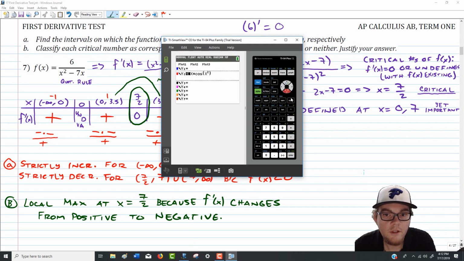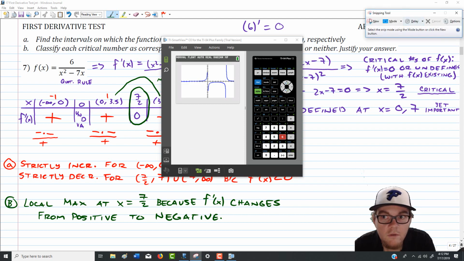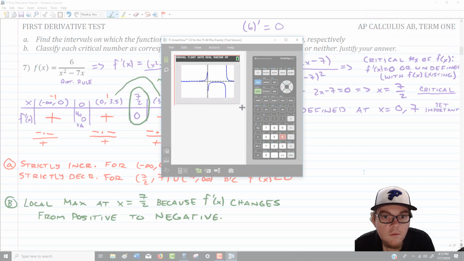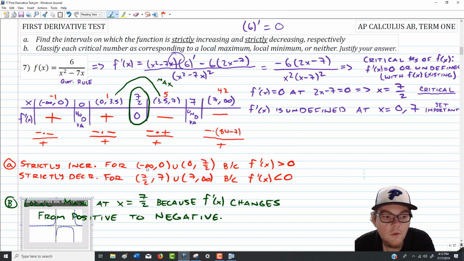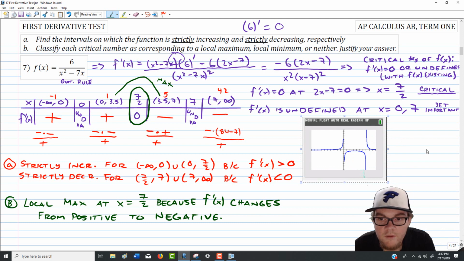So, clear out the MVT work we did. This is 6 divided by parentheses x squared minus 7x. And let's go zoom 6. Okay, it's not the best picture in the world, but not an awful picture either. Taking a look here, I'm just going to bring it over and blow it up a little bit. Okay, so there is our stuff.